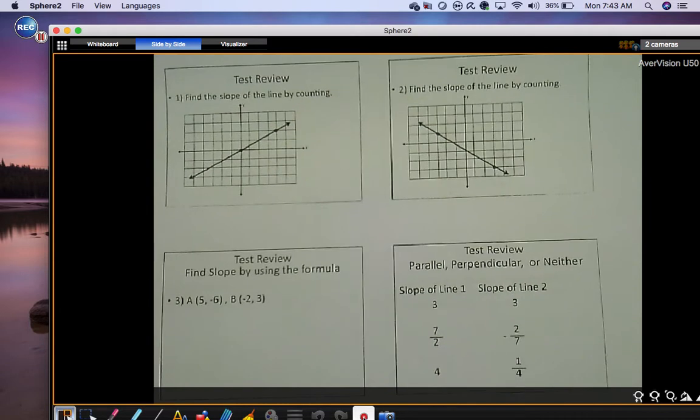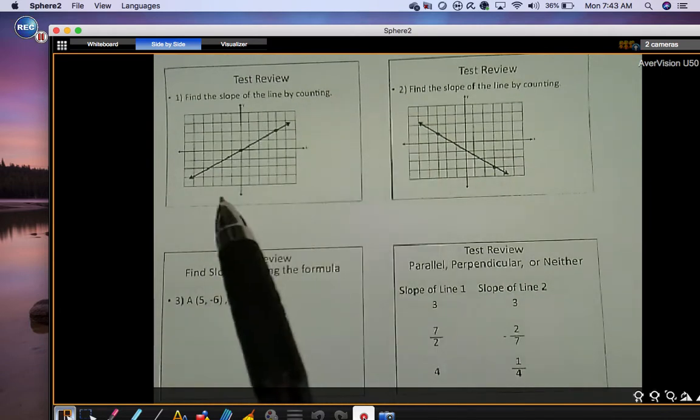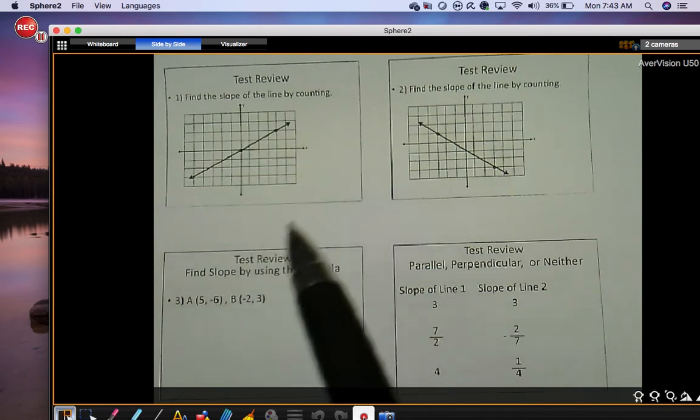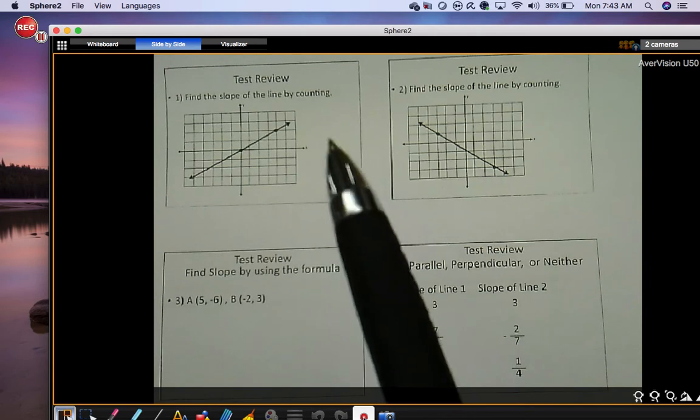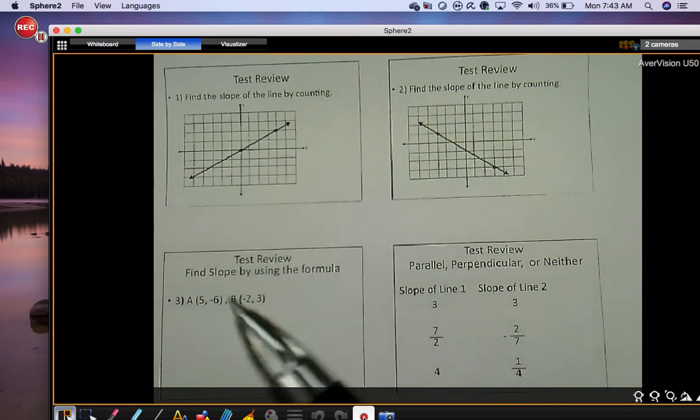So the first thing we're going to do is find the slope of the line by counting. So it's going to be just like this on the test. They're going to give you a line. You have to count to find the slope, and then there's going to be multiple choice options where you're going to pick one of them. Notice how this line is going uphill. So we know the slope is positive.